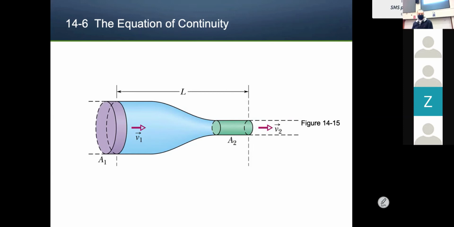This is basically mass conservation. We can't lose or gain mass. And since our fluid is incompressible, we therefore cannot gain or lose volume. And therefore, mass conservation tells us that we must have the same amount flowing through every single part of our pipe.